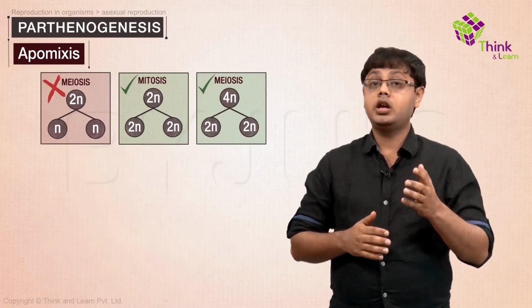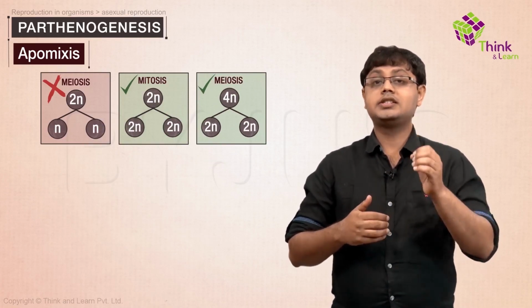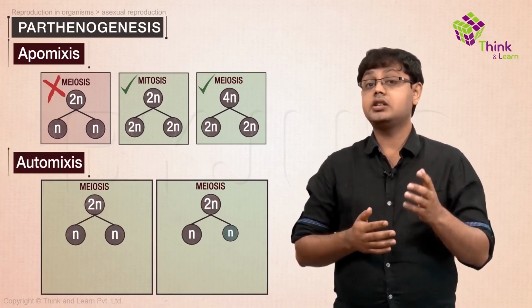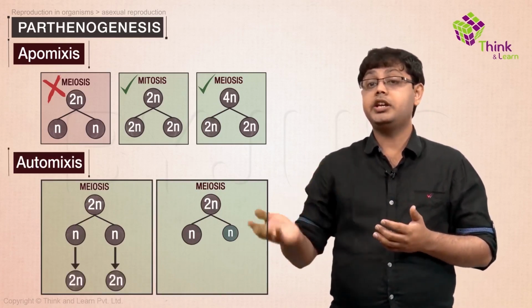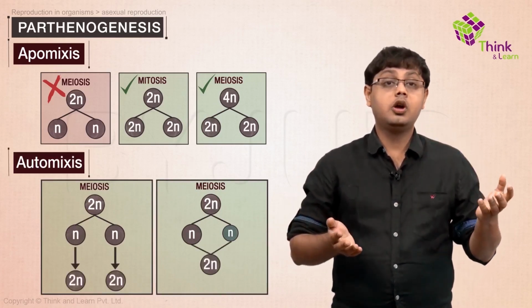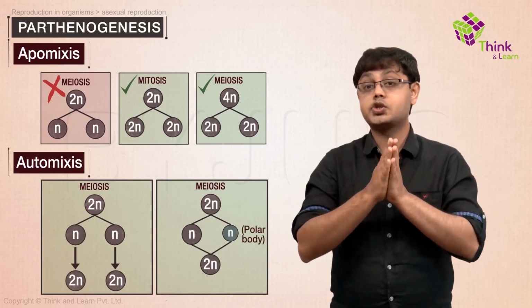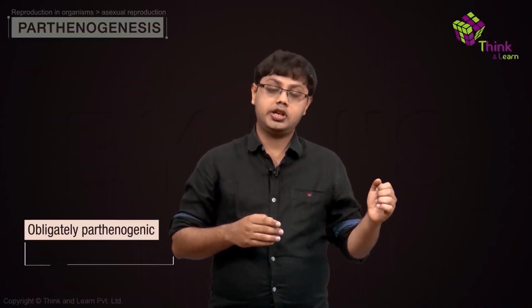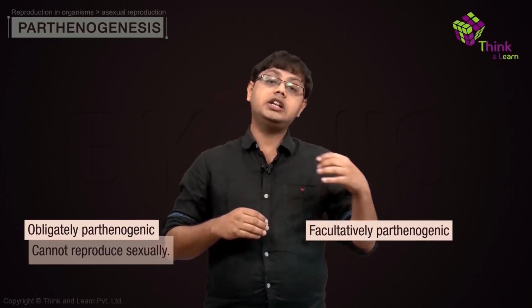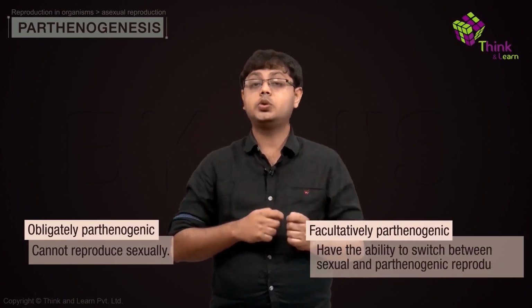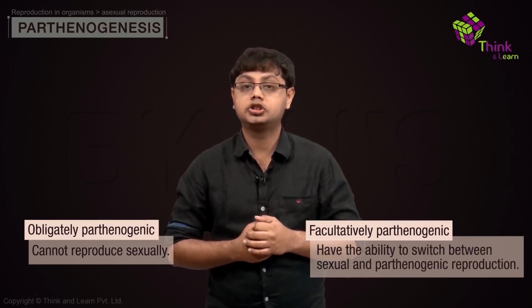The most common way to maintain diploid levels is automixis. This is when meiosis occurs and the resultant haploid oocyte either duplicates its genome or fusion with one of the polar bodies occurs. This way obviously does not produce clones. A species can be obligately parthenogenic, that is, they can't reproduce sexually at all, or facultatively parthenogenic, that is, they have the ability to switch between sexual and parthenogenic reproduction.